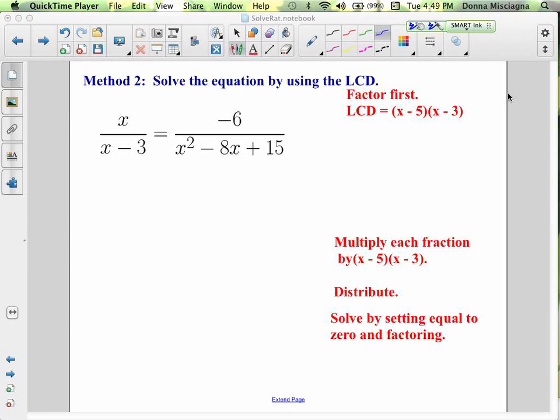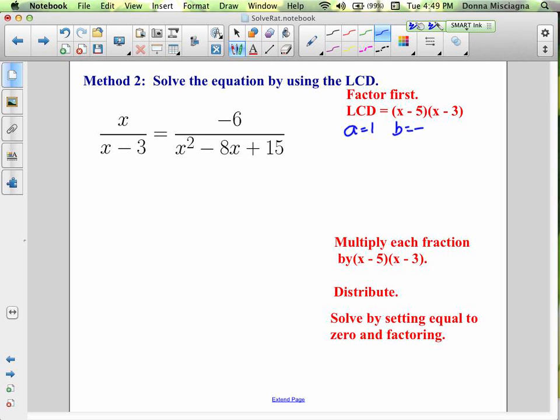All right, so just as a reminder of how to factor, a here is 1, b is negative 8, c is 15. 1 times 15, a times c is 15. We need two numbers that multiply to give us 15, but add to give us our b term of negative 8. And of course, those would be negative 5 and negative 3. So this is a reminder of how to factor.